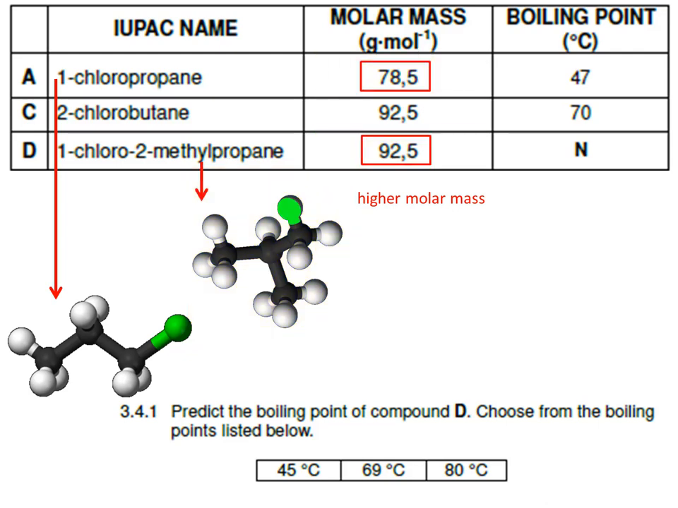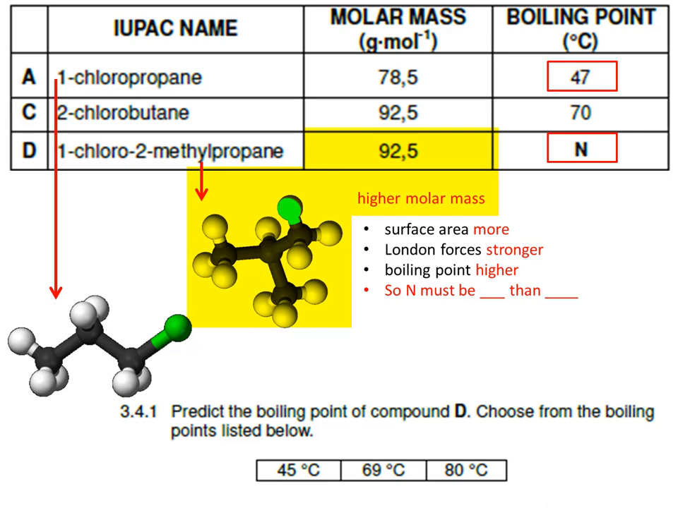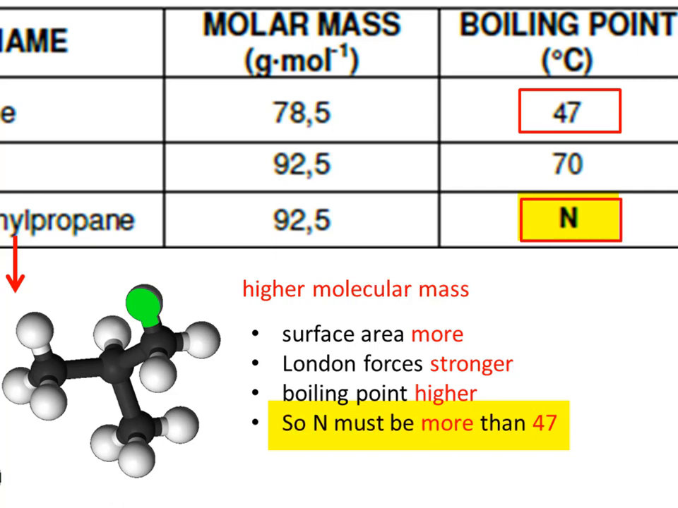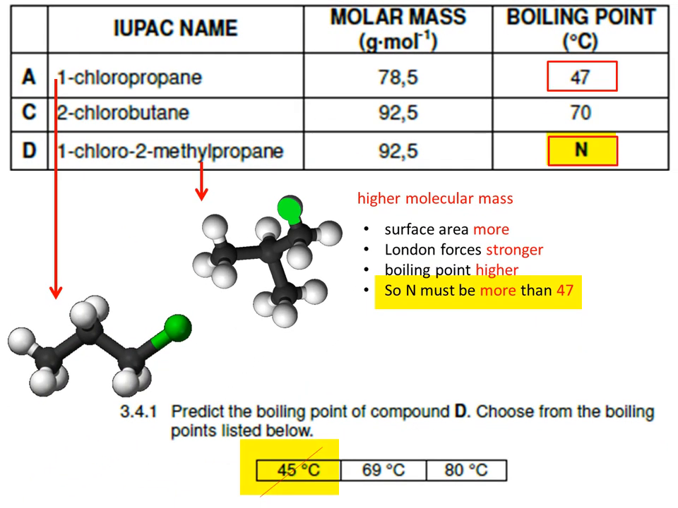Try to explain what you can deduce from a comparison of A and D's molar masses on your own first. To help you complete these sentences comparing D to A. D has a higher molar mass than A, and therefore D has a greater surface area over which London forces can act, resulting in stronger London forces, making the boiling point higher for D than A. From this we can conclude that N must be, you complete the sentence, N must be higher than 47 degrees Celsius, which means that 45 degrees Celsius is excluded as an option.